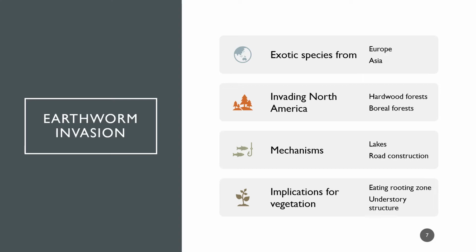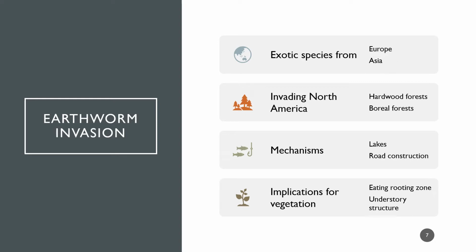So if we focus on North America now for a bit, you probably know that already, but earthworms are not native to North America for the most part. Their invasion started with European settlement, so most of species found in Canada are European species. But there is also a second, more recent invasion with Asian species. They're invading all North American forests, including hardwood and boreal forests.